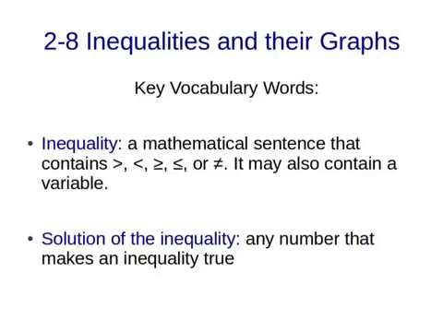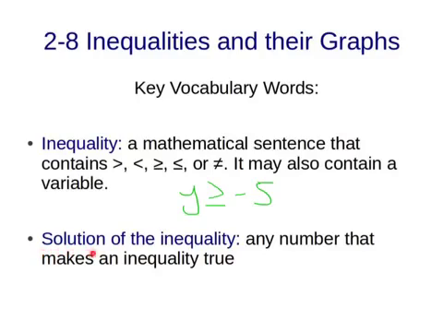Let's first start with a few key vocabulary words. Inequality is a mathematical sentence that contains a greater than, less than, greater than or equal to, less than or equal to, or not equal to symbol. It may also contain a variable. An example of an inequality would be y greater than or equal to -5. This particular inequality has a variable in it.